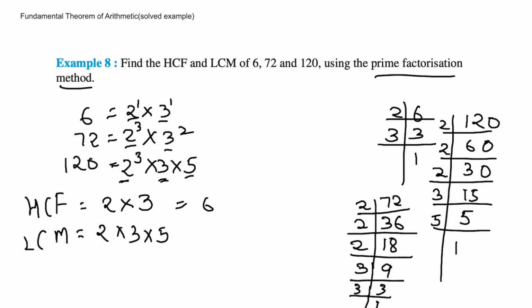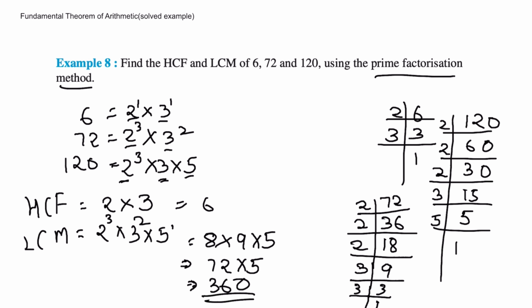Now the question is, what about the powers? This time the maximum powers of each will be taken. So we can see the maximum power of 2 in all of this is 3. The maximum power for 3 is 2 and for 5 it's 1. So this comes out to be 8 into 9 into 5, which is 72 into 5, which comes out to be 360. Okay, great. So our LCM is 360 while our HCF is 6.